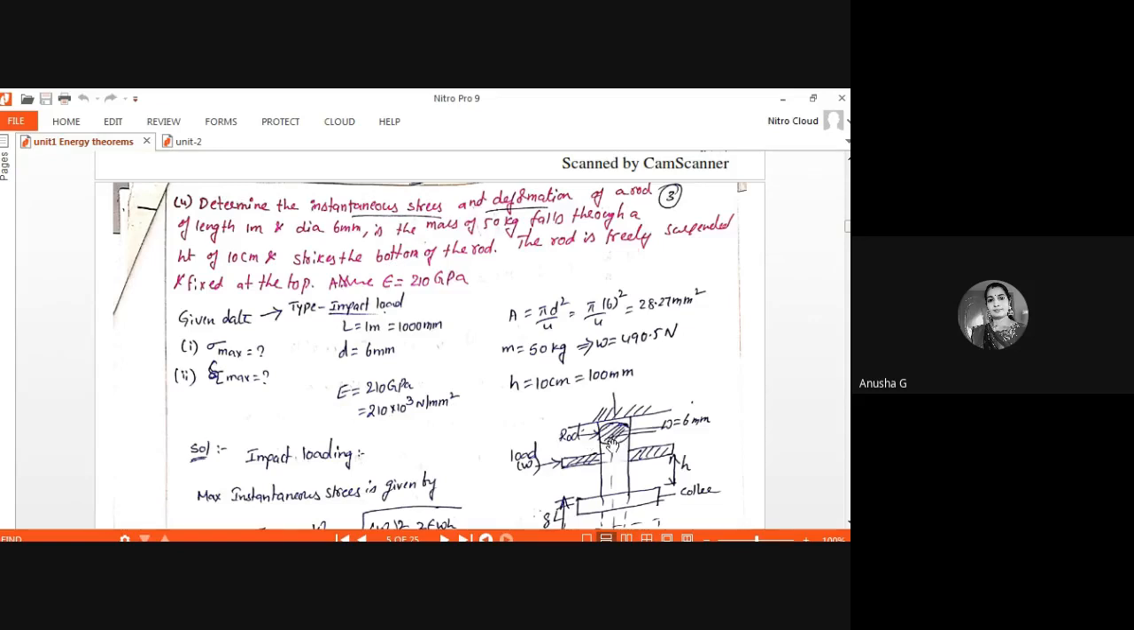Falls through a height of 10 centimeters and strikes the bottom of the rod. That is an impact load, sudden load. Not a sudden load, at the height ichcharu kabatti impact load ani manaku ikkada clear ga telustundi. The rod is freely suspended and fixed at the top.